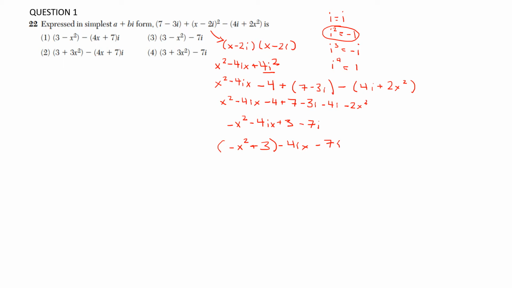And then for this side, we can simply distribute out the i. This is negative x squared plus 3. And we have a minus i multiplied by a 4x plus 7, right? Because when you take out the negative i, it becomes a positive. Therefore, the answer looks like it's going to be 1.